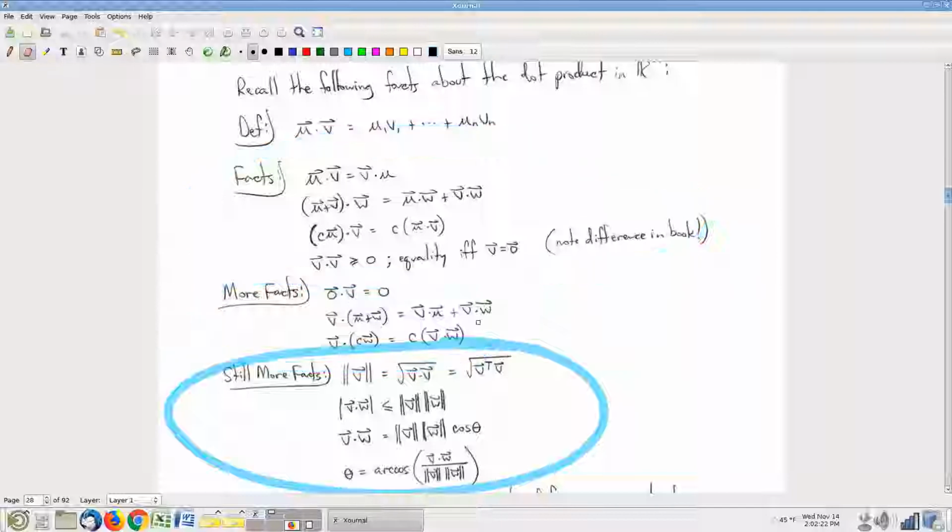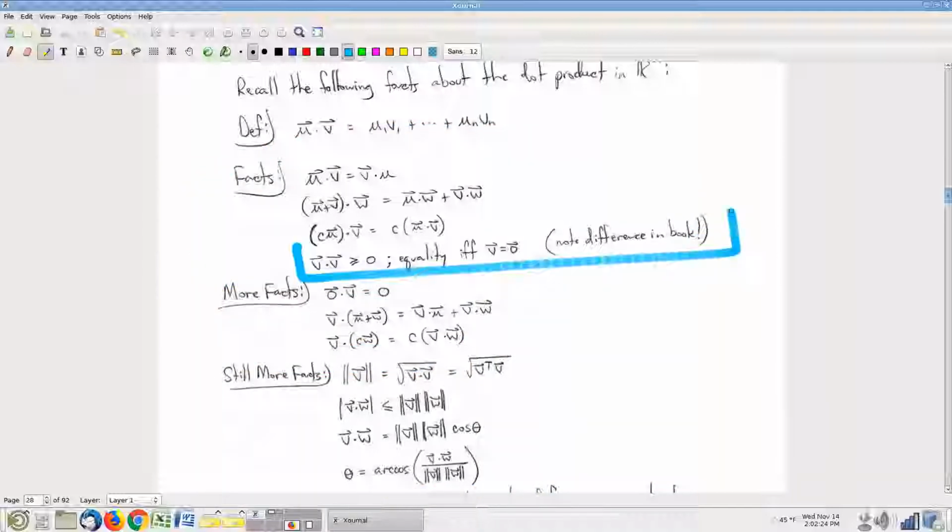I do want to call your attention very quickly to this one. The book writes this a little bit differently. In fact, the book writes down a different property, this 4th property that I have listed. The book writes down a significantly different, but very similar looking fact. And it turns out that it makes a difference. The way the book does it is a little problematic for certain applications that we're going to make use of, and so I'm going to insist that we do it this way.